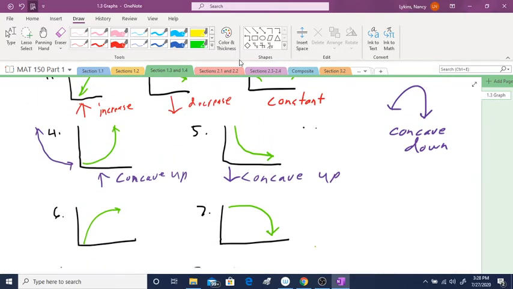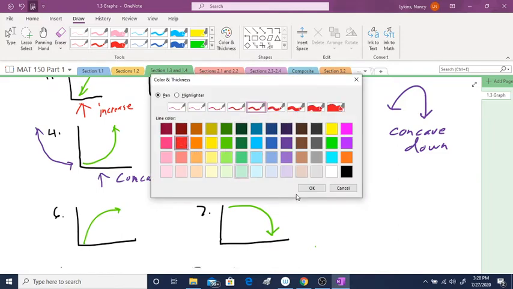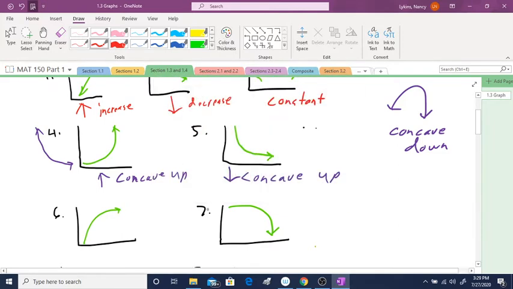Now, what about my last two? Well, look at this. This kind of follows the downward. So this means this is increasing because it's going upward. So it's increase concave down. And this is a decrease concave down.